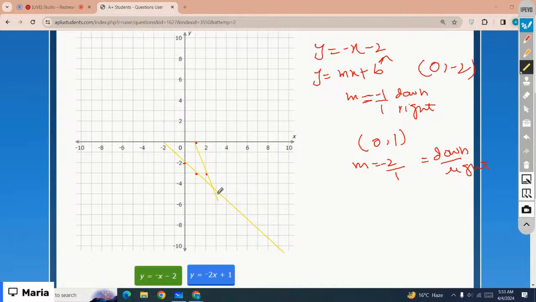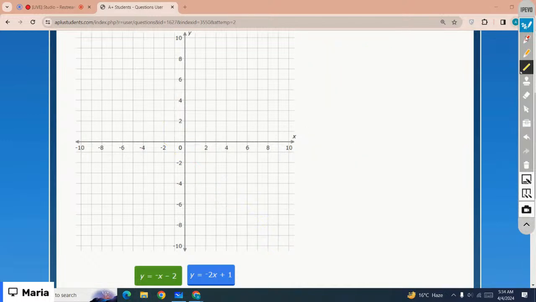It may be here. Basically the point, okay, let me just draw them again, right? 0 negative 2, and down 1 point, right 1 point, then 0, 1, down 2, right 1. Okay, now let me just make them.